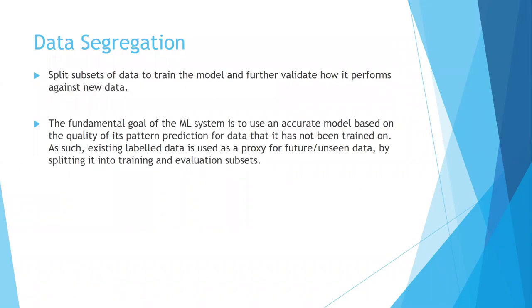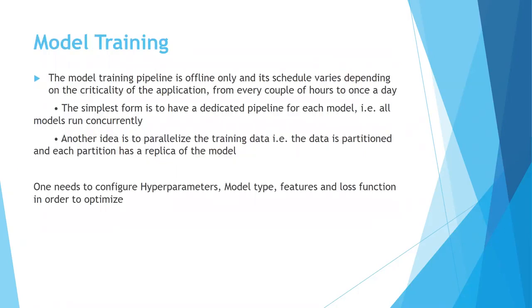Okay, and then for historical data, you can segregate it and then you can basically train the ML models. Now remember, the model training pipeline is offline only, and schedules can vary depending on the criticality of the application. For Facebook and a lot of companies, they train and retrain their models every day. So every day they are changing their models to detect your faces, objects in the images and whatnot.